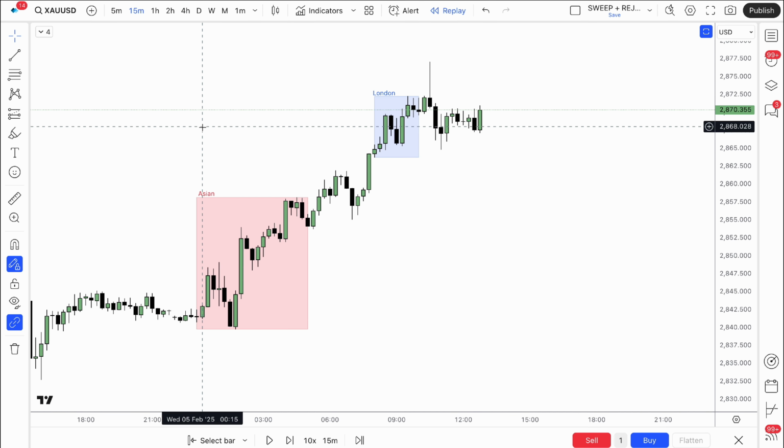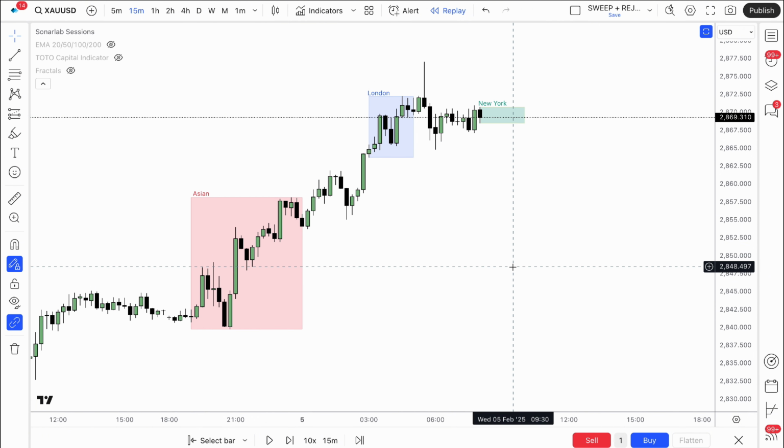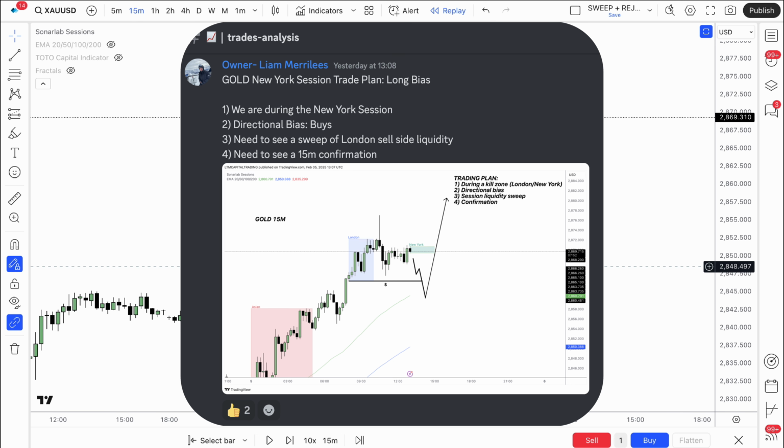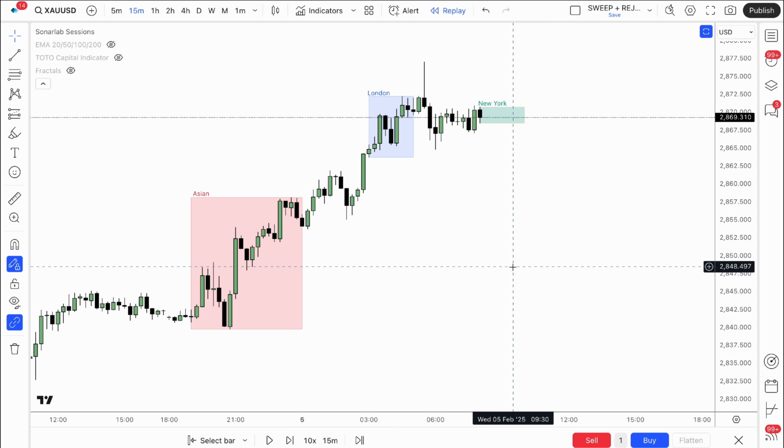This right here is gold on the 15-minute time frame. Just before I break down this trade, let me share with you the analysis that was sent to the exclusive community, just so you can see that I am actually executing this strategy on a daily basis. This right here is my absolute bread and butter.